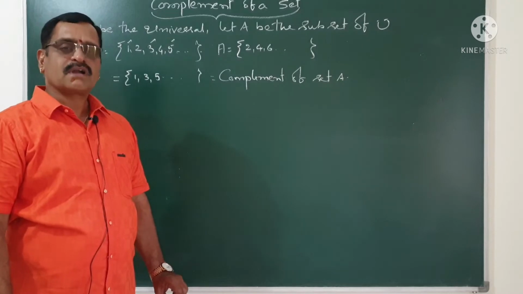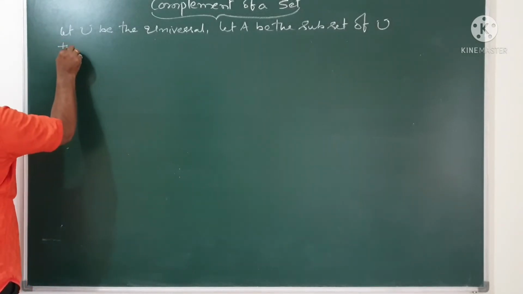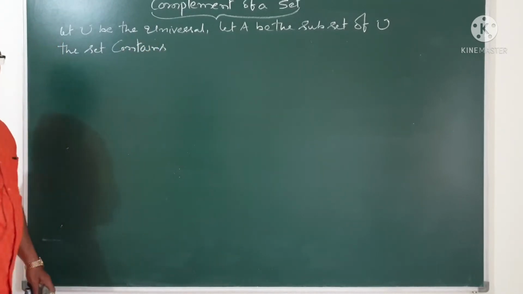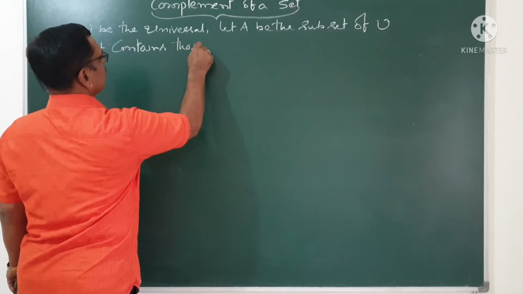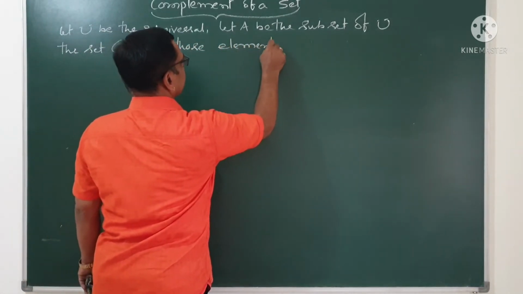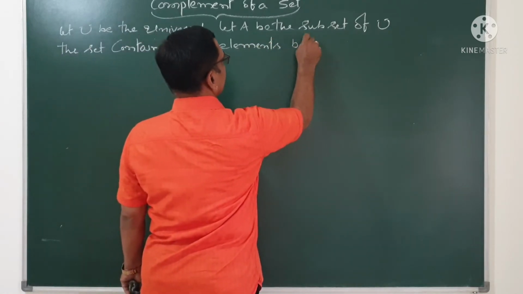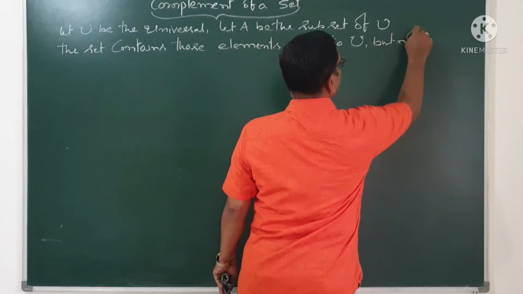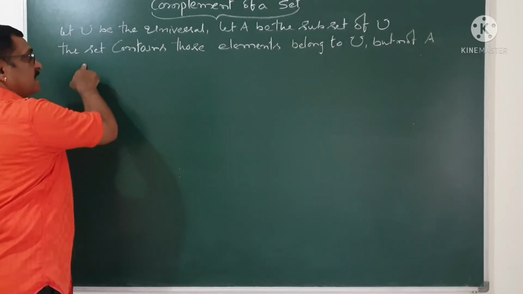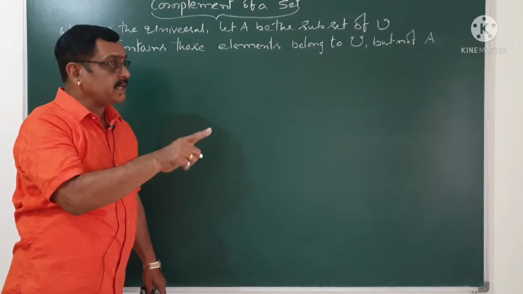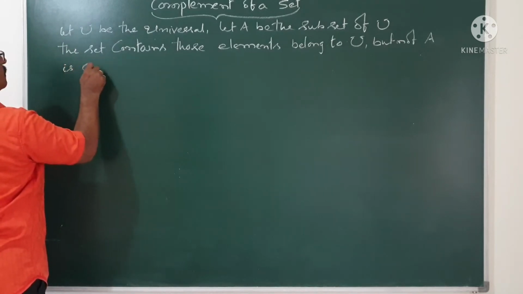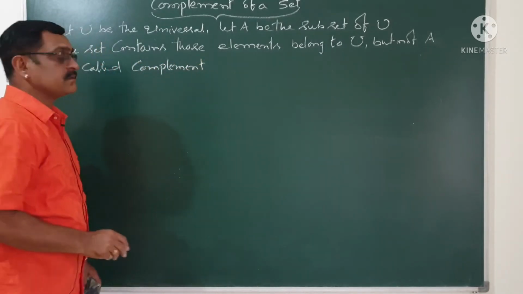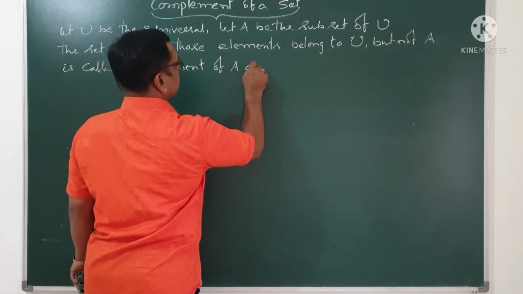Then what is the definition of complement set? The set which contains those elements that belong to U but not A is called the complement of A and denoted by A complement.